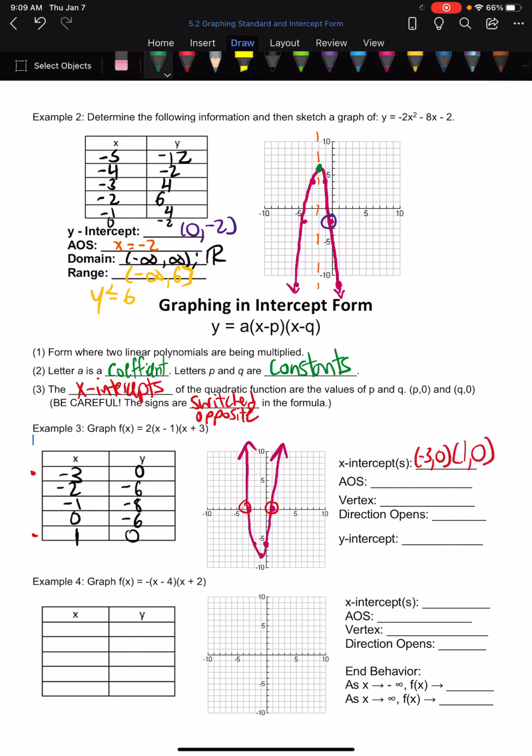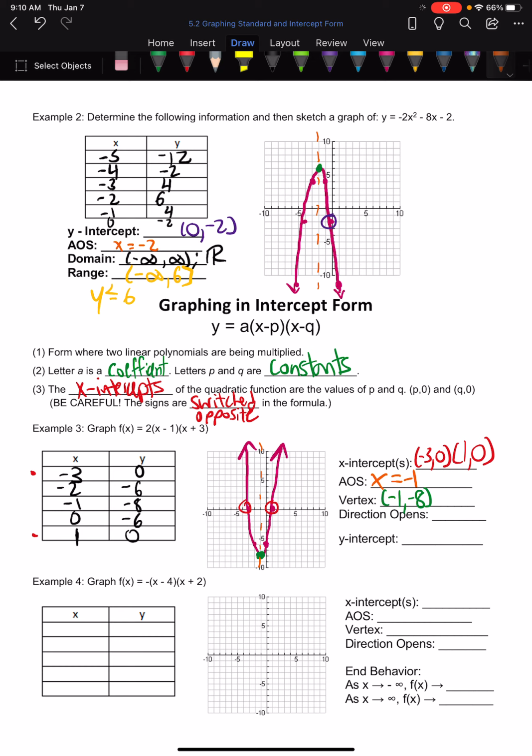Now let's look for our vertex. In this case, since this graph is facing upwards, our vertex is going to be our minimum point. If I look at the table, I can find my vertex from there as well. My vertex in this case is going to be at the point negative 1, negative 8. My axis of symmetry is going to be the line at x from that vertex. So in this case, our vertex is negative 1, negative 8, so it's going to be that vertical line that passes through the vertex. That's going to be where x equals negative 1.